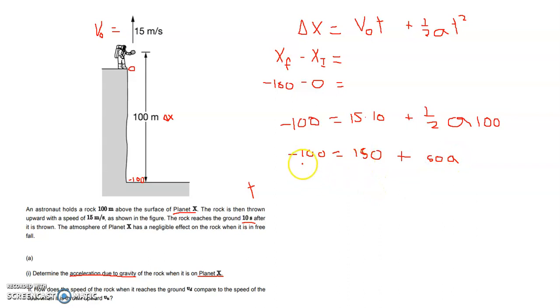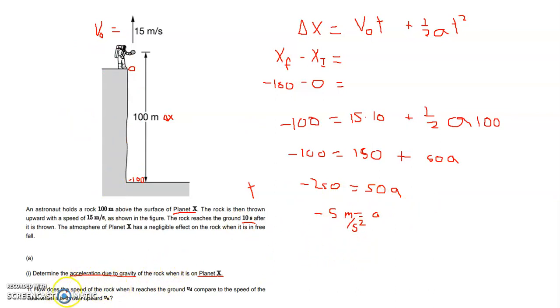Okay. Move this over to that side, that's negative 250 equals 50a. Which means that if we divide both sides by 50, we get a equals negative 5. And units for acceleration are meters per second every second, meters per second squared. The reason it's negative is the acceleration is downward.